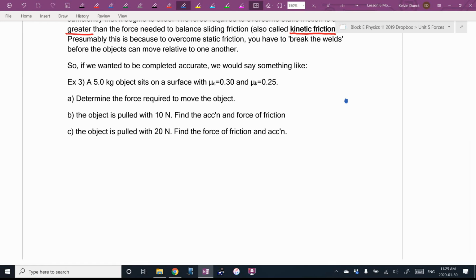What are the forces acting on it? Get the obvious one. Which way? Kyla, I'm pretty sure a normal force pointing up, same size as mg. We want the force required to move the object, so we would like to find F applied. That's what I'm going to, in my equation, try and figure out. But right now, it's at rest, so I'm going to draw friction the same size as F applied.